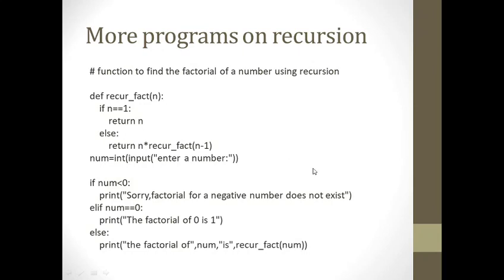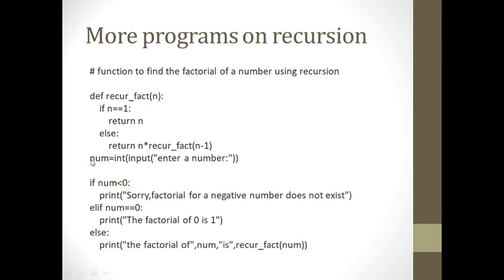This is a very easy program if you have done it, students. This is def recur_fact. n is passed as an argument. If n is equal to 1, return n, because 1 ka factorial is always 1. Else, return n into recur_fact(n minus 1). This is the recursive function.